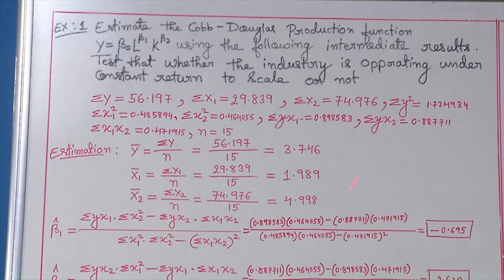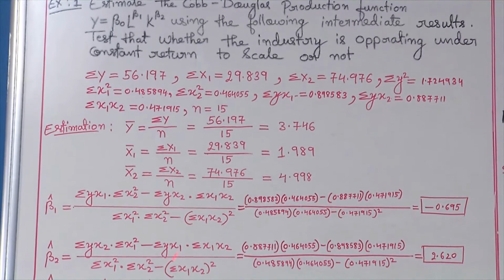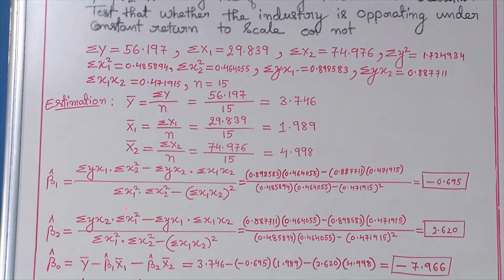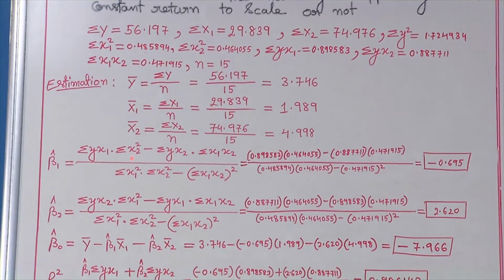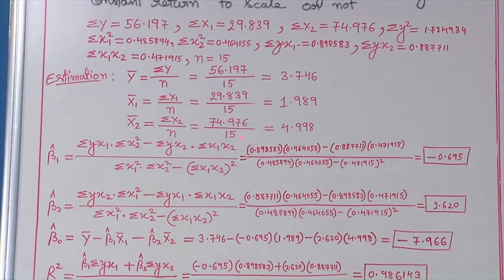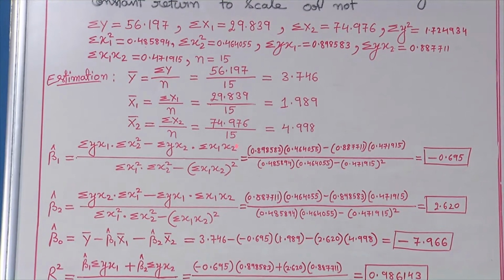After getting the average values, we may calculate the regression coefficients beta naught, beta 1 and beta 2. In order to find the regression coefficient beta 1, we have the formula that we have already studied. So, beta 1 hat is equal to sigma y x1 into sigma x2 squared minus sigma y x2 into sigma x1 x2, the whole divided by sigma x1 squared into sigma x2 squared minus sigma x1 x2, the whole squared. Here we have to substitute the values for all these terms.